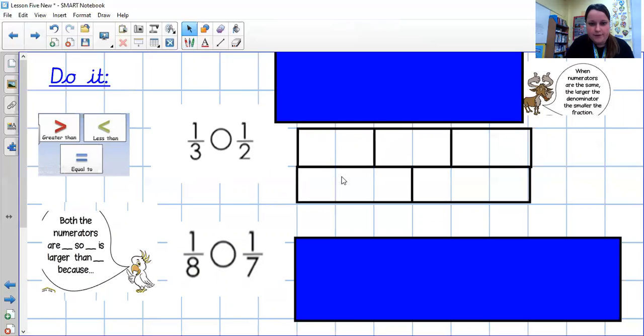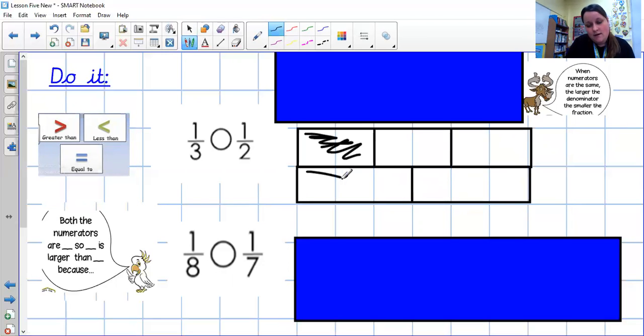So let's have a look at 1/3. I've split my whole into 3 equal parts already, and I am interested in 1 out of those 3 equal parts. Then I've got 1/2, so I've split my whole or divided my whole into 2 equal parts, and I am interested in 1 out of those 2 equal parts.